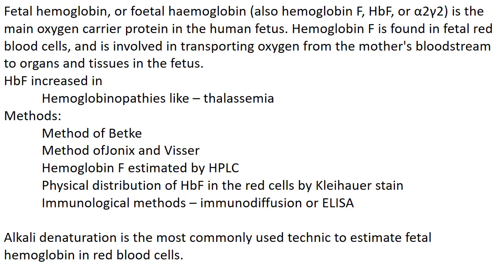So methods for detection are the method of Betke, the method of Jonxis and Visser, and hemoglobin F estimated by the HPLC method. HPLC means high performance liquid chromatography. Then there is the physical distribution of HbF in the red cells by Kleihauer stain, and the immunological method, that is by immunodiffusion or by ELISA technique. These are the different methods. So alkali denaturation is the most commonly used technique to estimate fetal hemoglobin in the red cells.